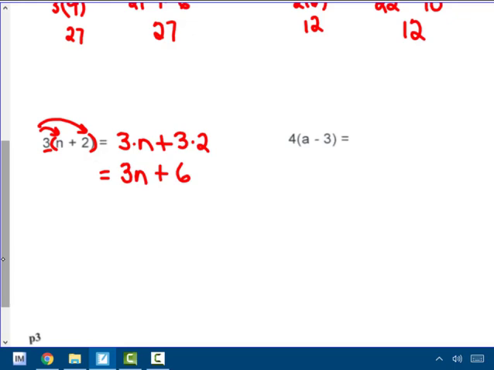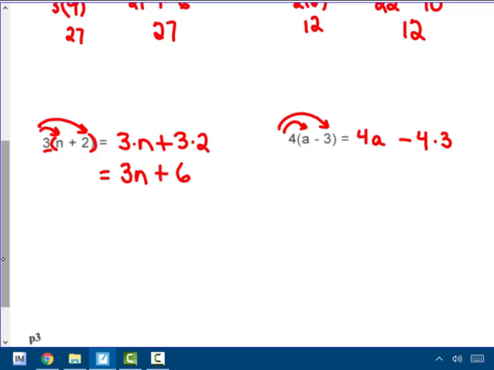3n plus 6. Again, another example where we have algebra in it. So I don't know what that a is. I can't solve this. So I'm going to distribute 4 times a, 4a, minus, or negative, 4 times 3.